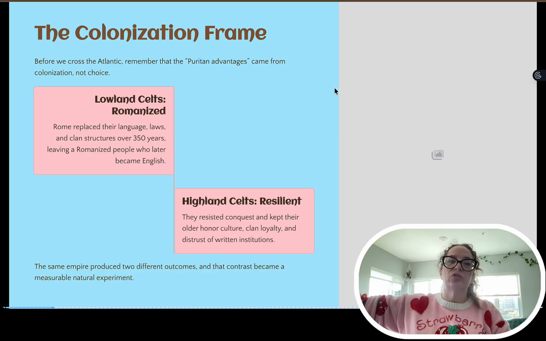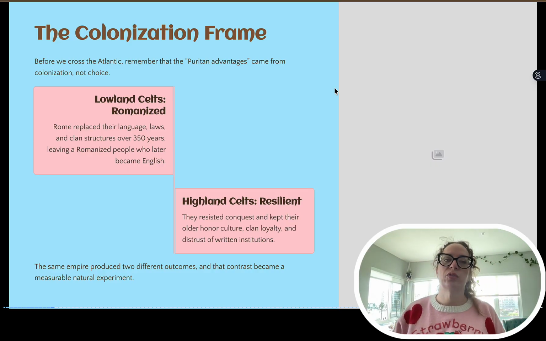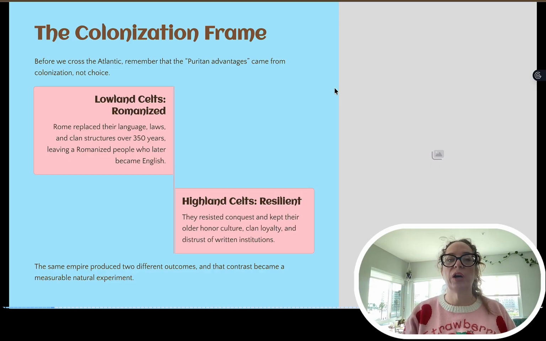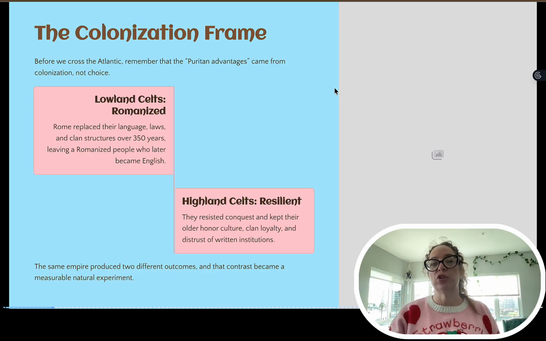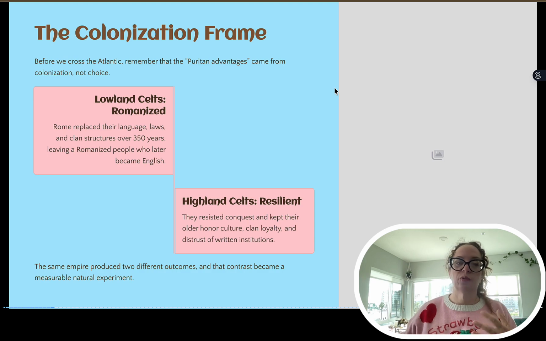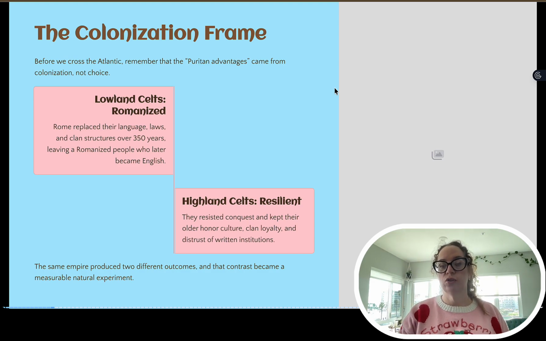Before we follow those ships across the Atlantic, let's talk about what these cultures were like when they migrated. When we talk about the English, we're generally talking about the Puritans and to some degree the Quakers, coming over to the north. The New Englanders were the Puritans. The Puritan tradition was literacy, schools, being productive, working hard, trusting institutions. And these advantages of this culture are the advantages of colonized people.